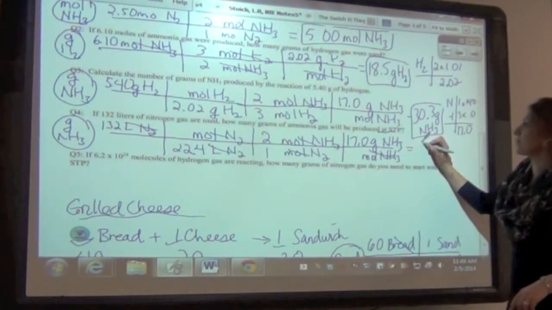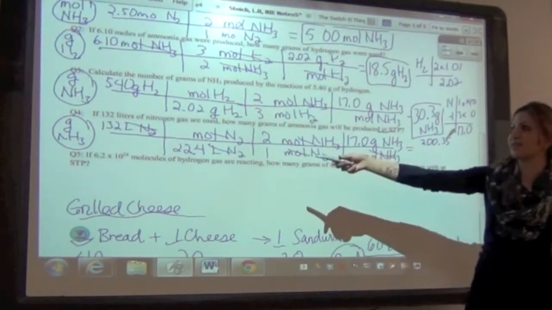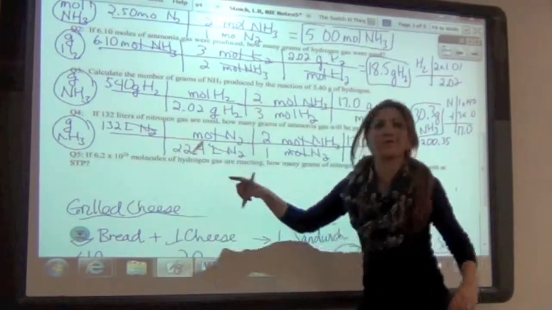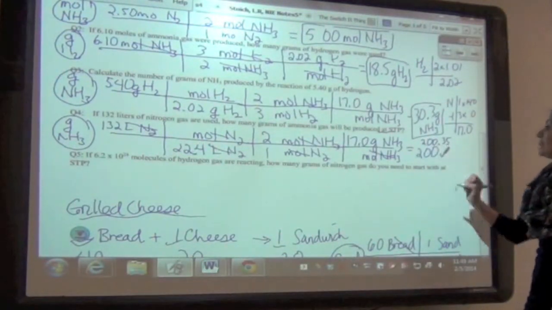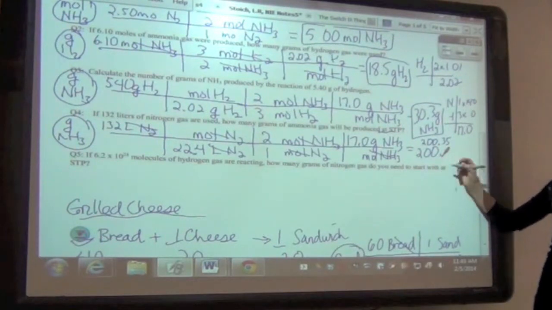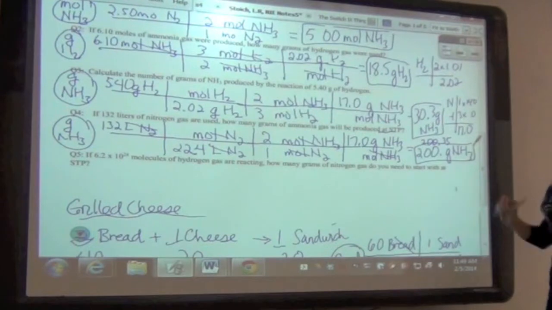200.35. Okay, 200.35. How would you write 200.35 with 3 sig figs? Because I'm seeing 3, 3, and 3. 200 with a decimal point. Good. If you just say 200, that's only 1 sig fig. So 200 with a decimal point, grams of NH3.